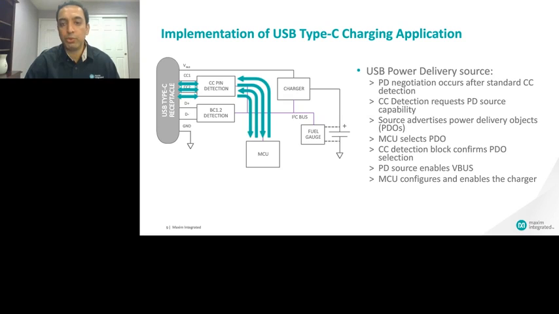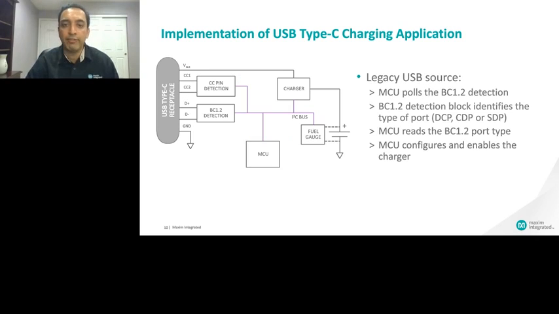So when the MCU selects that particular object, it sends that signal back to the CC detection block, which in turn sends that confirmation to the power delivery source. Once that is established, the voltage source is enabled and VBUS goes high. And at that point, the MCU will enable and configure the charger and start charging.